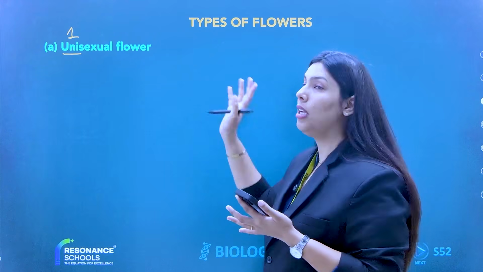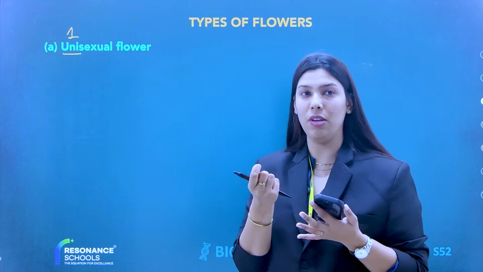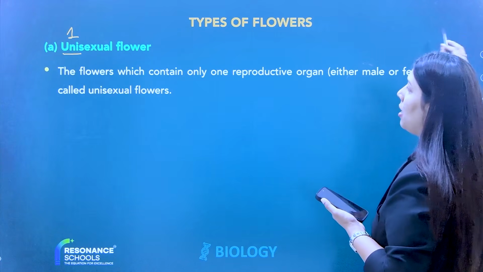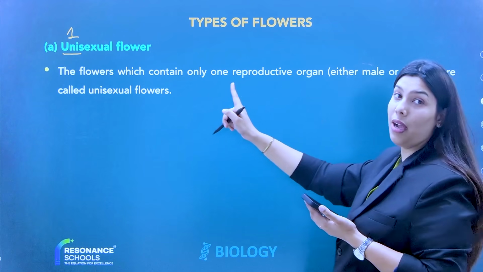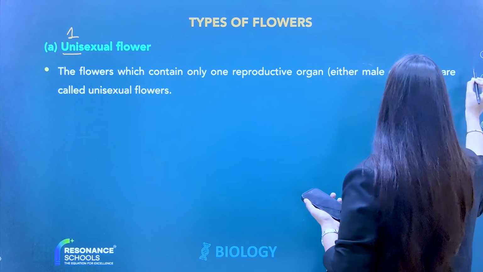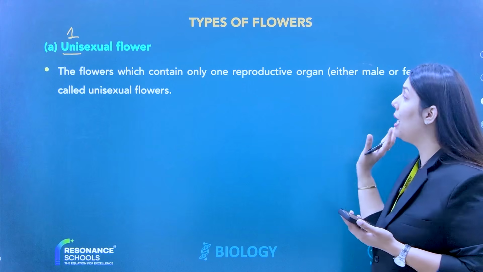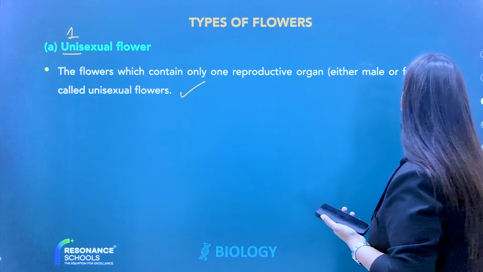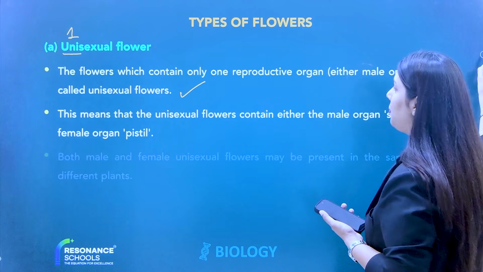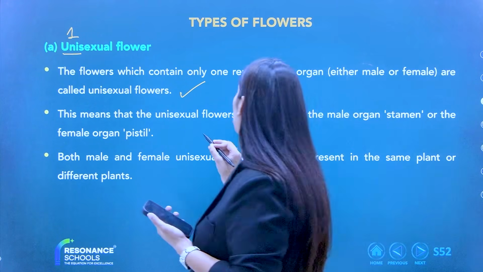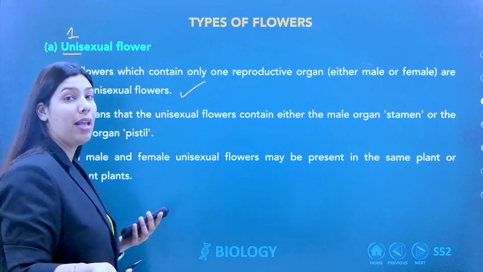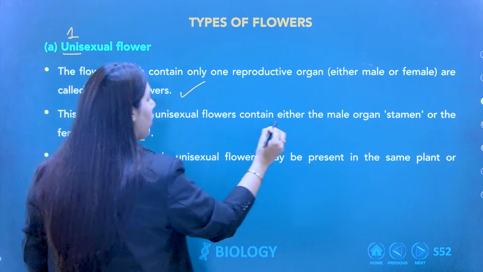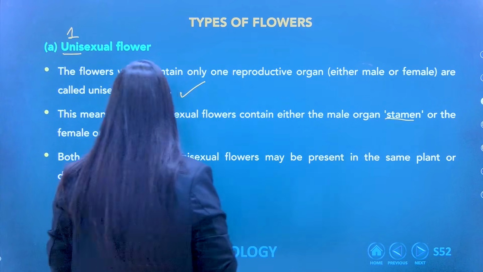Now you have to read the unisexual. Unisexual is something which is having only one part. The flower which contains only one reproductive organ, that is either female or male, is known as a unisexual flower. This means that a unisexual flower contains either the male organ, the stamen, or the female organ, the pistil. So one thing will be there, either stamen or pistil.